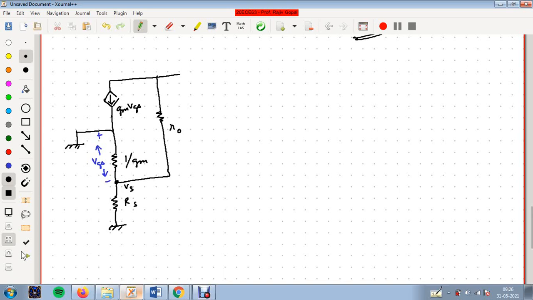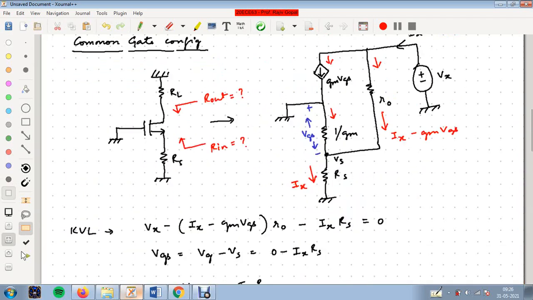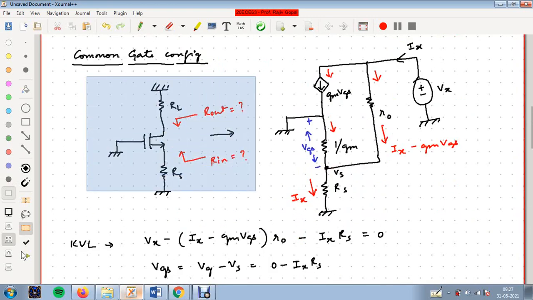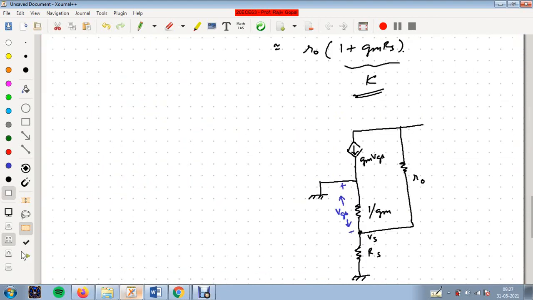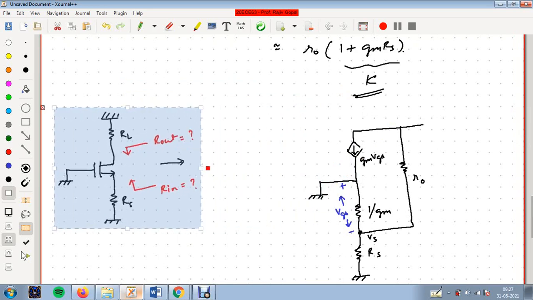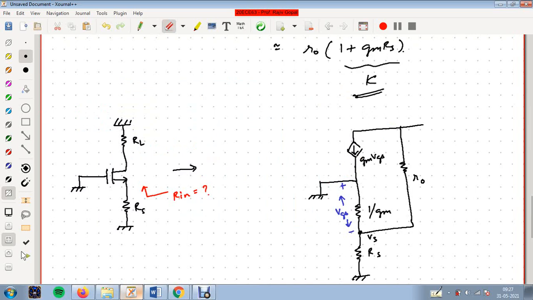For that I need the original diagram also. Copy. Paste it here. Right, so this is Rin. Rin is the impedance seen before Rs. So I have to include that here.